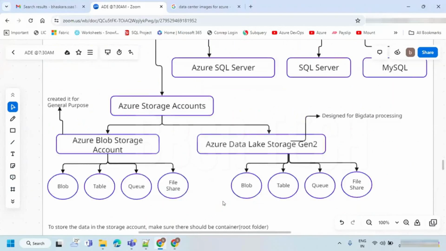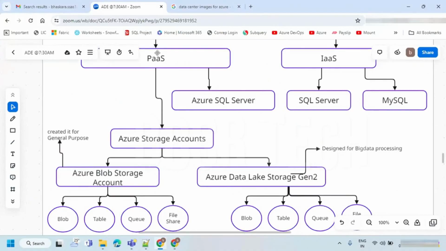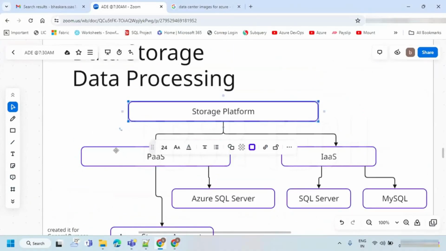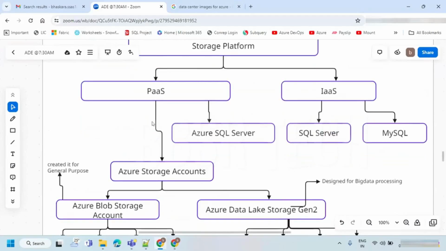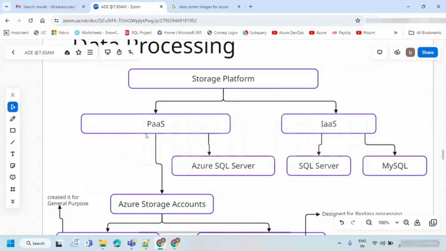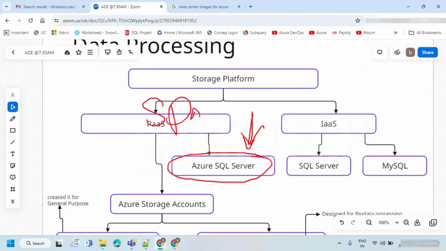Okay, so we talked about the PaaS services from the storage platform. Under PaaS, we have seen the Azure storage accounts. In the same platform as a service, apart from the storage accounts, we have Azure SQL Server. This Azure SQL Server is important for us. In real time, we are going to use this, not only here but also Spark SQL. PySpark and Spark SQL are important for us.